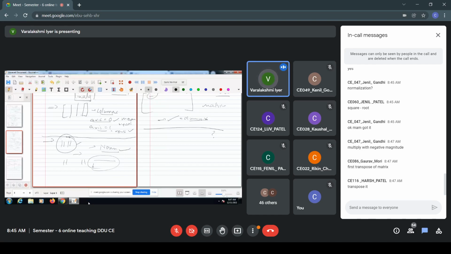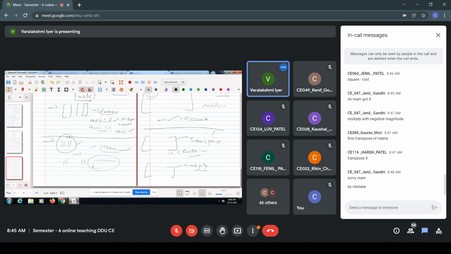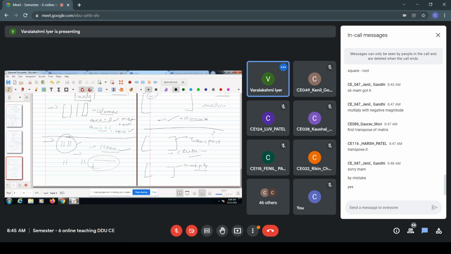Okay, you can check this. I have not checked whether multiplying with the negative magnitude results in this or not. Okay, my mistake. Fine. So mostly the main idea is you can transpose the matrix, perform the centering, and then transpose it back. So we'll get the centering by rows, right? That's the main idea. Is it clear to everyone?